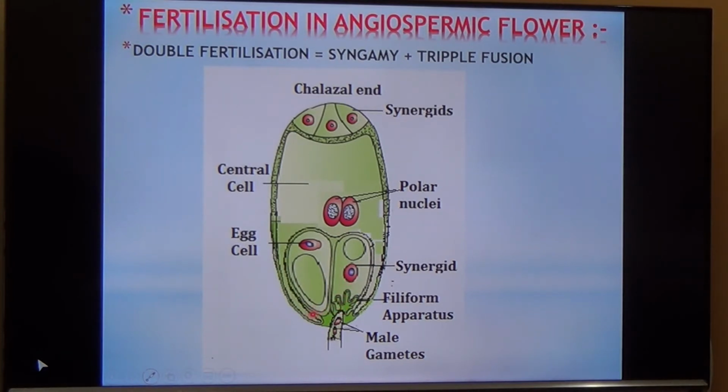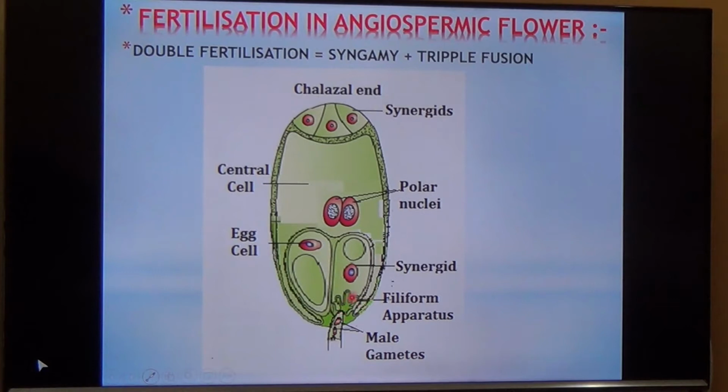These structures are called filiform apparatus, and the filiform apparatus in fact guide the two male nuclei, so that one male nucleus will be guided by the filiform apparatus to enter into this egg cell. This is the egg cell. The number of chromosomes in the egg cell is N, one set of chromosomes, that is called haploid. Another N number of chromosomes, that is another set of chromosomes, is carried by the one male gamete.